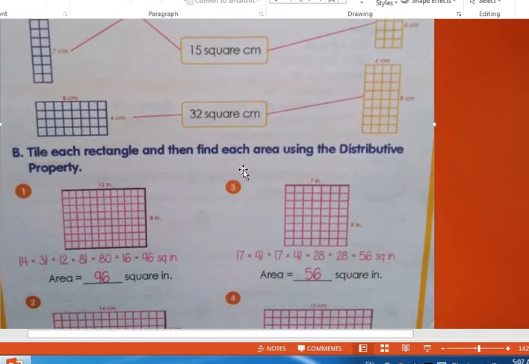Okay, tile each rectangle and then find each area using the distributive property. Distributive, very easy now, right? Very easy. So I have here 12 inches and 8 inches. So this one, kindly correct this one, it's wrong in the printing. So this one will be 10 times 8 plus 2 times 8. 10 here plus 2 will give you the 12 here. After distribution it will be 10 and here 2. So 10 times 8, the answer will be 80. And here 2 times 8 will give you 16. So 80 plus 16 will give you 96 square unit.